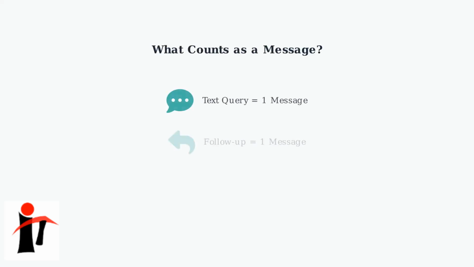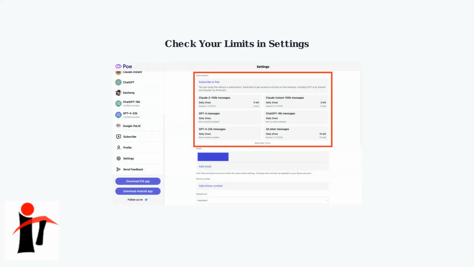Understanding what counts as a message is crucial. Each query counts as one message, regardless of length. Follow-up questions count separately, and image uploads or file attachments may consume additional credits. You can check your current usage and limits in the Poe settings page, which shows your subscription status and daily message limits for various AI models.